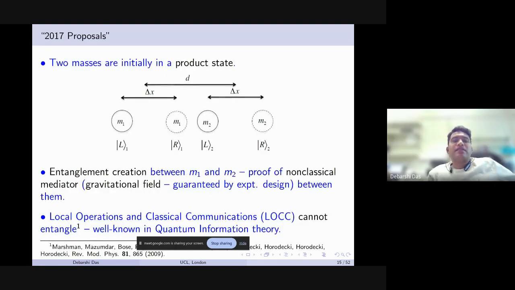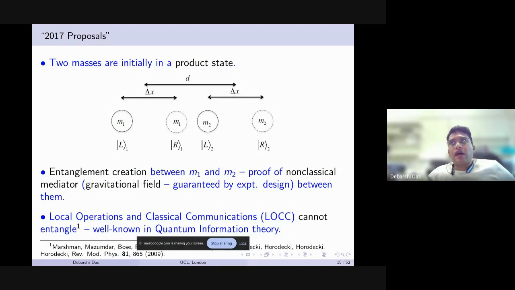Can I proceed? Okay. So the idea of the experiment is that initially we are taking two masses in a product state, and each of these two masses is prepared in spatial superposition. For example, this first mass is prepared in the state of L1 plus R1. It is in superposition of both of these two positions. And the second mass is also prepared in a spatial superposition. That means this second mass is in superposition of L2 plus R2. And by experimental design, it is guaranteed that the interaction between these two masses is only gravity, or the dominant interaction between these two masses is gravity.